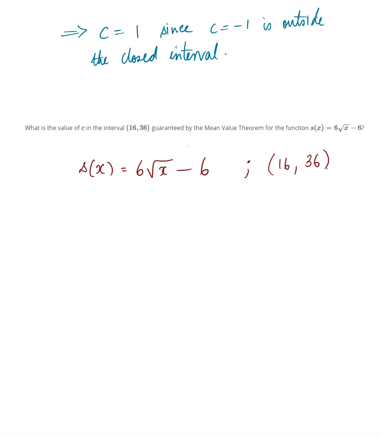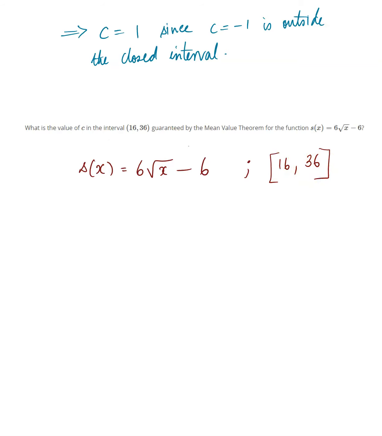So again, look at the way it's written. Find the value of c in the interval 16 to 36, but it is not closed interval. But shouldn't it be closed interval for mean value theorem to even work? Yes, actually it is. It's indirectly understood to be closed interval because they're asking us to find the value of c, which is considered as the interior point of the closed interval. Therefore, I come back here and I fix this.